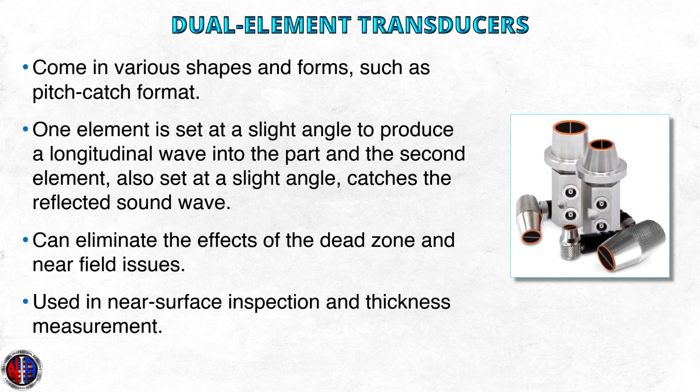Dual element transducers. Dual element transducers come in various shapes and forms such as pitch and catch format. One element is set at a slight angle to produce a longitudinal wave into the part, and the second element, also set at a slight angle, catches the reflected sound wave. They can eliminate the effects of the dead zone and near field issues. They're used in near surface inspection and thickness measurements.